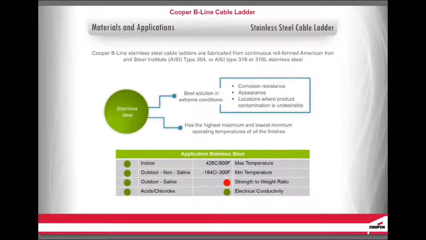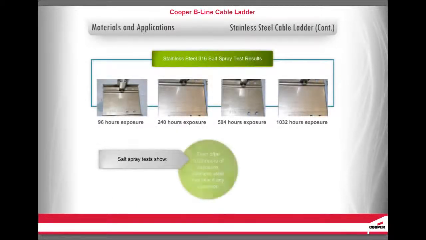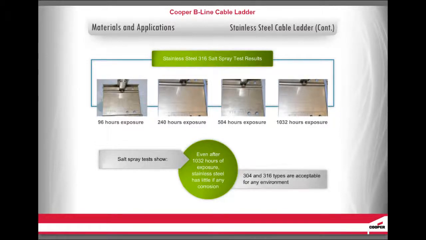Stainless steel can handle a maximum temperature of 426 degrees Celsius or 800 degrees Fahrenheit and a minimum of -184 degrees Celsius or -300 degrees Fahrenheit. Salt spray tests show that even after 1,032 hours of exposure, the stainless steel has little, if any, corrosion. As a result, both the 304 and 316 types are acceptable for any environment.